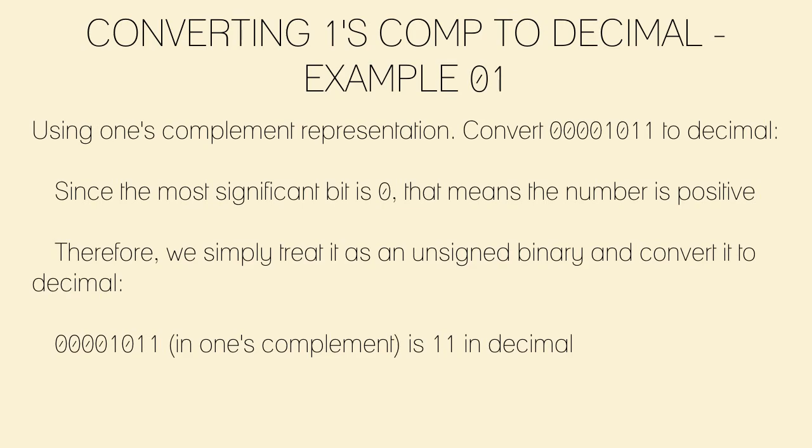To do that, we break down the binary number into the sum of powers of 2. Remember, each bit in the binary number corresponds to a power of 2, starting from 2 raised to the power of 0 at the rightmost bit, and increasing by 1 power for each bit we move to the left. So, the decimal equivalent of our binary number is 1 from 2 raised to the power of 0, plus 2 from 2 raised to the power of 1, plus 8 from 2 raised to the power of 3. When we add these up, we get 11. Therefore, the ones complement binary number 00001011 converts to the decimal number 11.